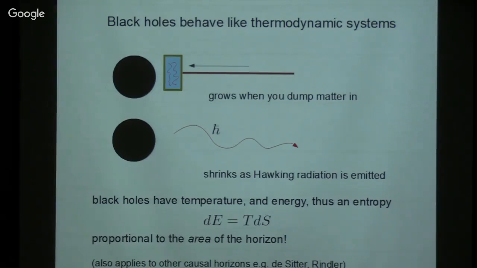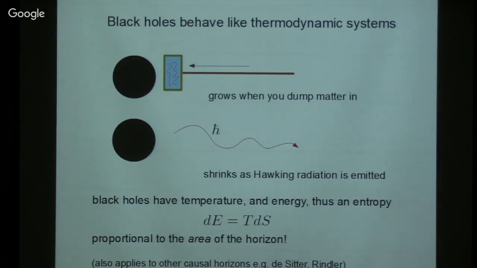So, an exciting result about black hole physics that was shown first by Jacob Bekenstein and Stephen Hawking is that black holes actually have a temperature, and they behave like thermal systems. So if you have a black hole sitting in empty space, it actually radiates Hawking radiation at a temperature that is inversely proportional to the radius of the black hole.